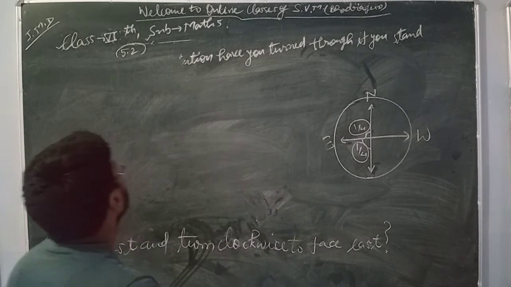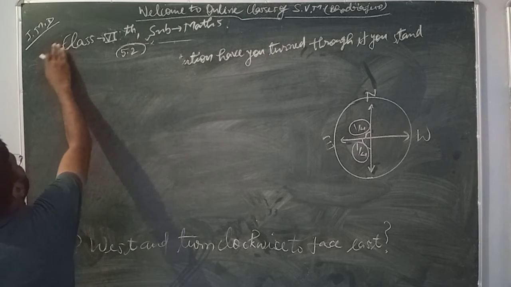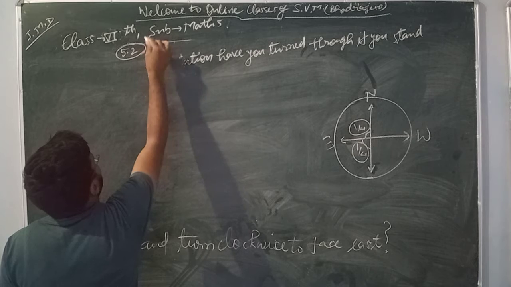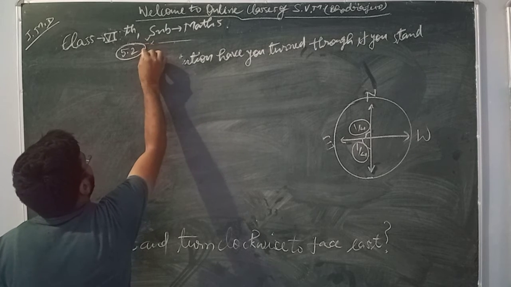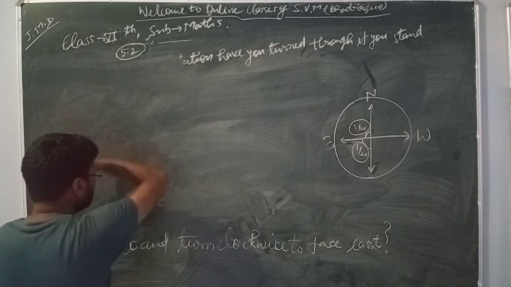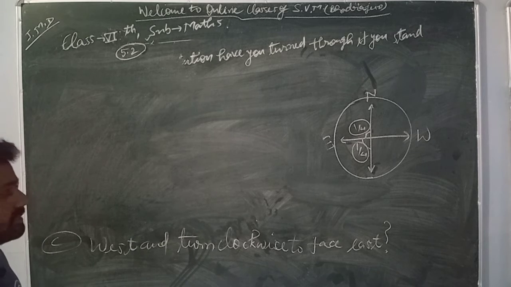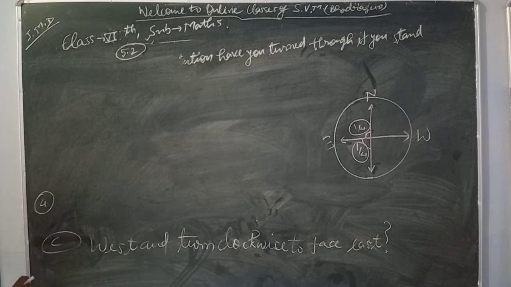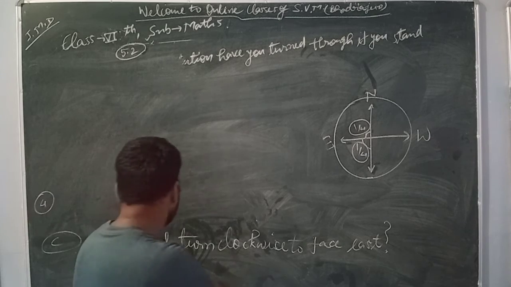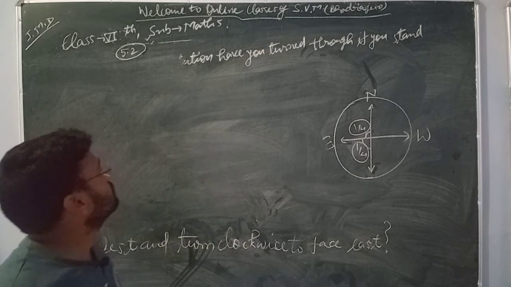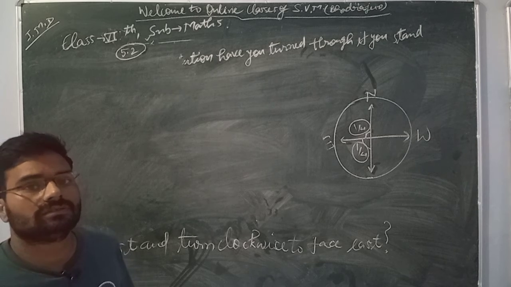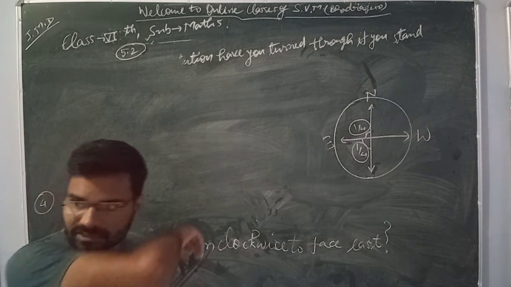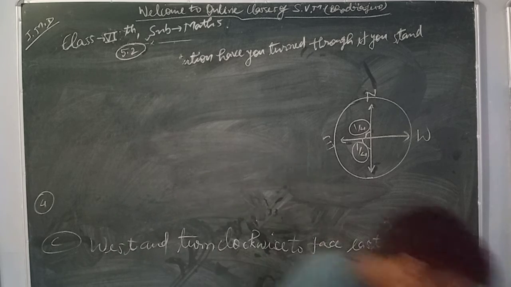This is our class 6th subject maths, and the exercise number is 5.2. Now what we have to do is, in our previous video, this is our question number 4 and part C. In our previous video, I gave you this part as your homework.